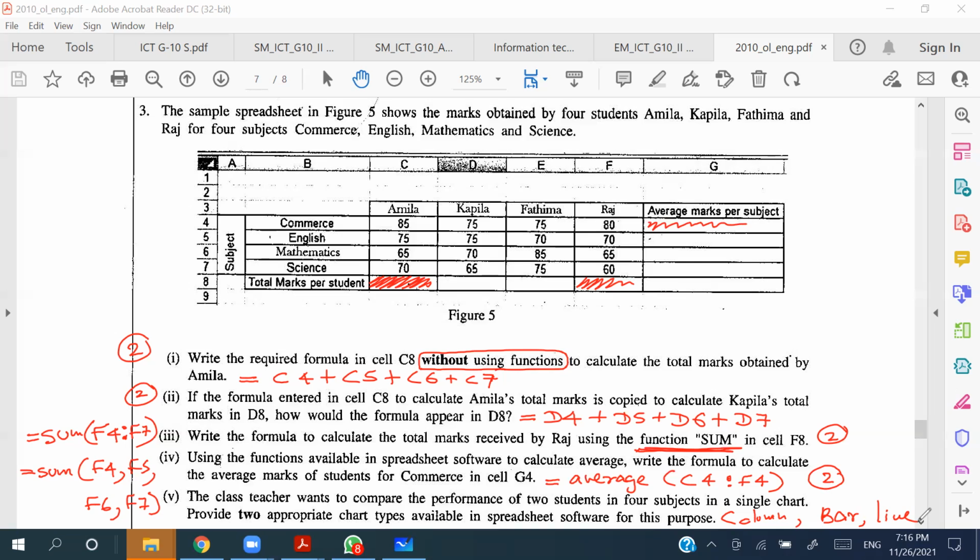If you want to look at two students, you can't go for pie charts. Right? So it is either column, bar and line. So any two of those. Right? So you are getting another 2 marks for that as well.